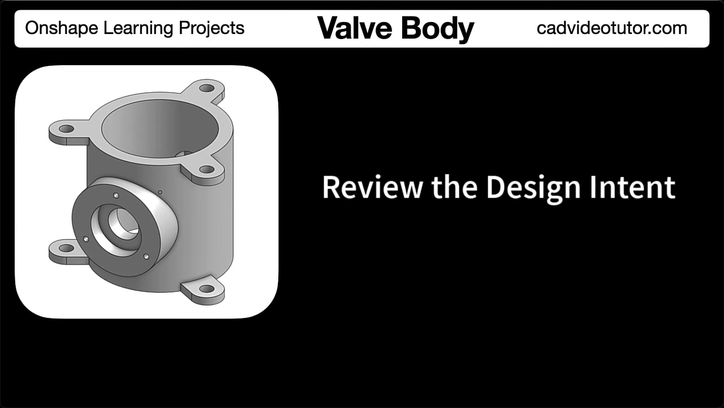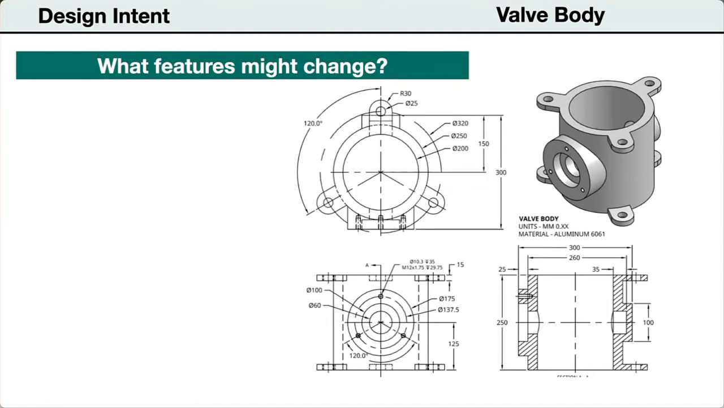Before we model the part in Onshape, let's review the design intent. For this project, we intend our model to be flexible to possible design changes so it will behave predictably if revised. To start, we need to identify any features that might be changed during the design process. First, the inside diameter of the valve body may need to be changed either larger or smaller. This will cause the outside diameter to also change.